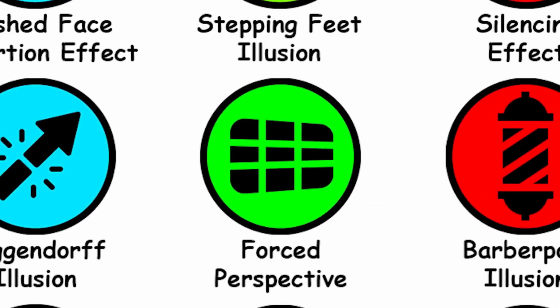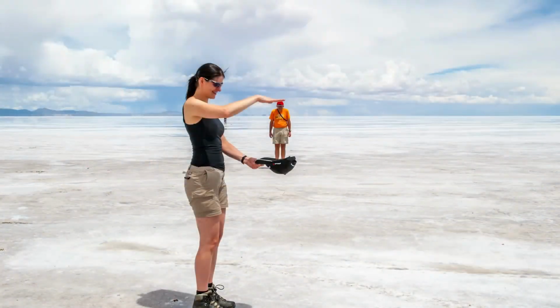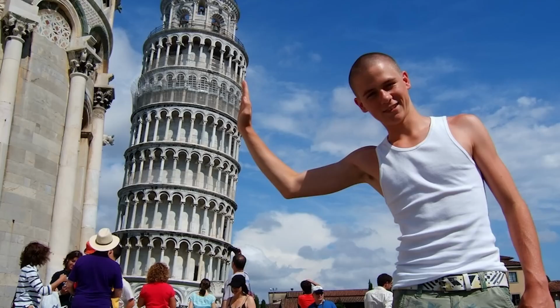Forced perspective. It's a technique that makes an object appear farther away, closer, larger, or smaller than it really is. Tourists that take a photo of the Tower of Pisa in the famous pose are actually applying this technique.